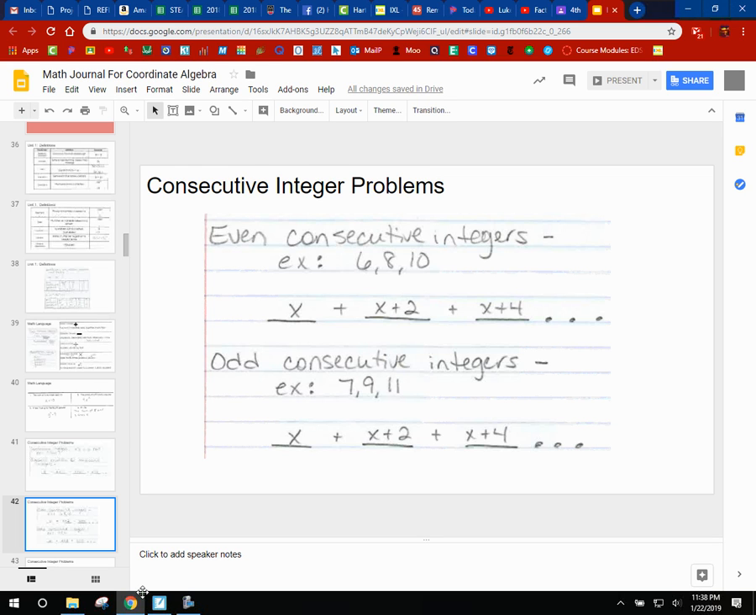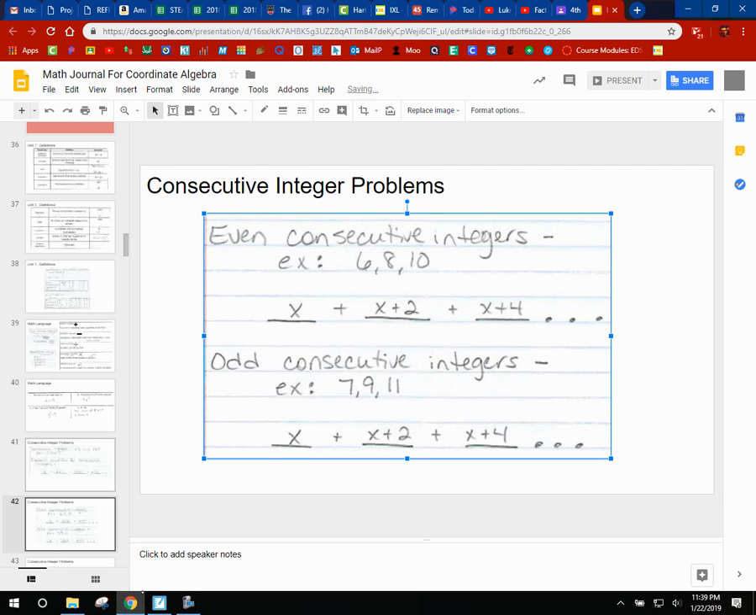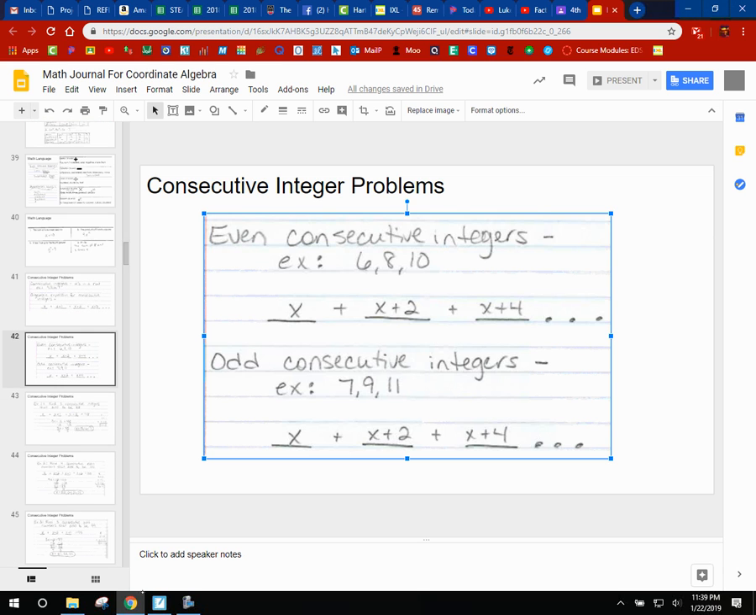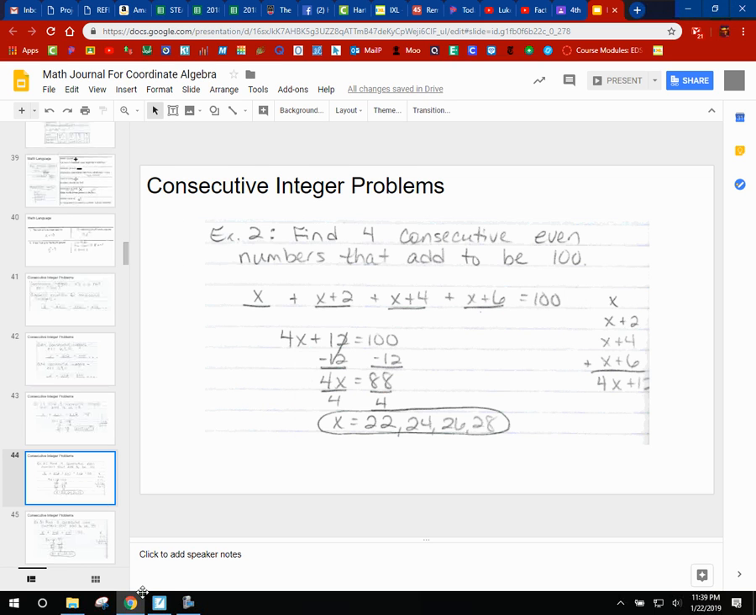Okay? Didn't mean to move that. Let me scroll down a little bit. Here's your example to find 3 consecutive integers that add to be 48. 1, 2, 3. Add them up. 4 consecutive even numbers. Again, these are notes. I'm going to be referencing these notes. If I need 4 consecutive even, well, here's one of them, here's the second one, here's the third one, here's the fourth one. Same thing for odd, first, second, third.